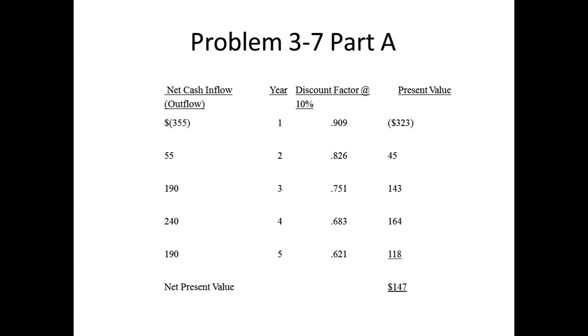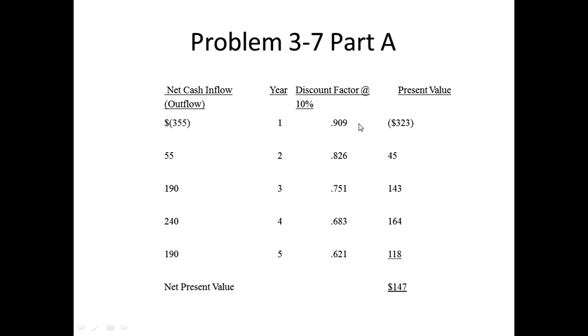The company's cost of capital is 10%, and they want you to compute both the net present value and the payback. Now the net present value, starting with an outflow of $355, which is your net outflow for the initial investment, and all inflows and outflows are deemed to be received at the end of the period, is where we start, and then we have inflows in subsequent years.